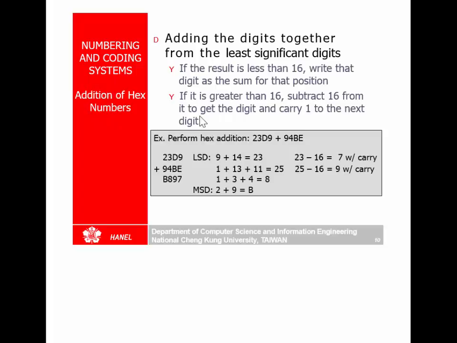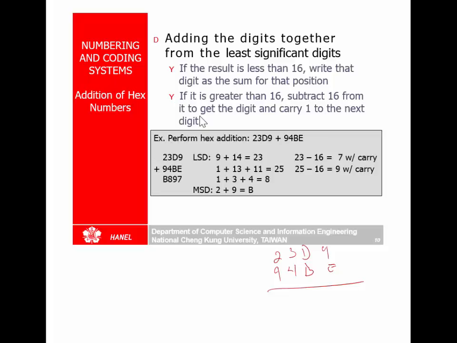Again, when you add numbers together, you have to remember that as we're doing things in base 16, when we carry, we carry 16, and when we borrow, we borrow 16. So you have to keep that in mind. I'm just going to write this down here. I'm going to add 23D9 to 94BE. 9 plus E is what? That's 9 plus 14, right? So that's going to be 23.